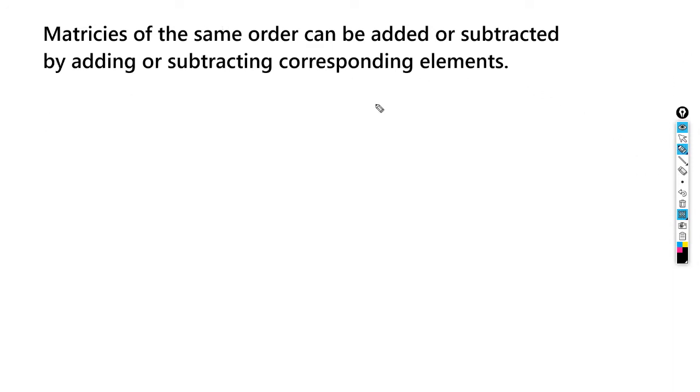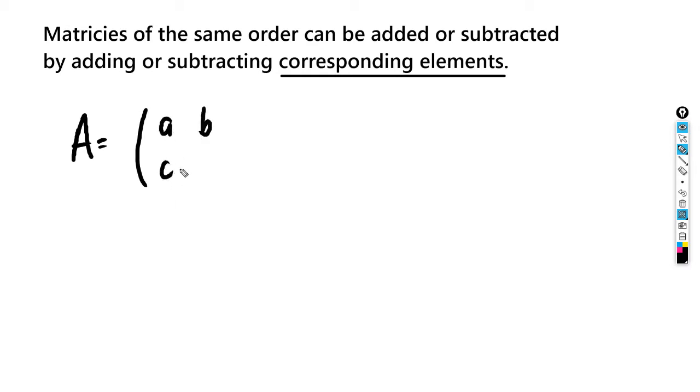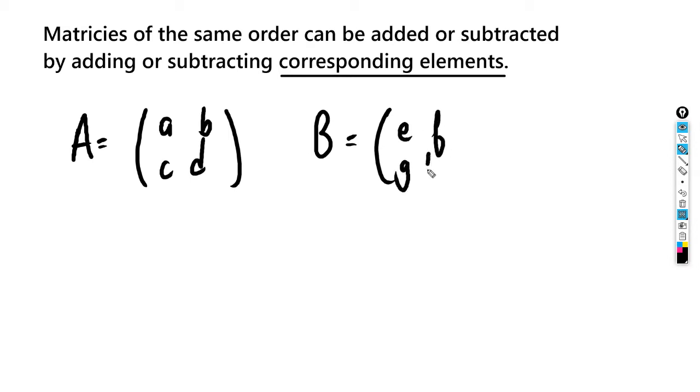Matrices of the same order can be added or subtracted by adding or subtracting corresponding elements. So what do they mean by corresponding elements? Let's look at two by two matrices here. A, which would be a, b, c, and d. And let's look at B, which is equal to e, f, g, and h.